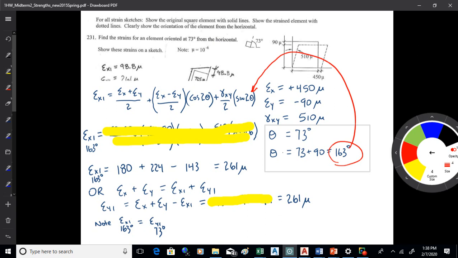Now, you can use the shortcut formula if you like. Just like with stress, there's a shortcut formula, so you can use that. So you just plug the numbers into the equations and you get the strains at the different angles. Again, though, one of the big differences here between stress and strain is the reference angle is the horizontal. So you're going counterclockwise from the horizontal. Okay.